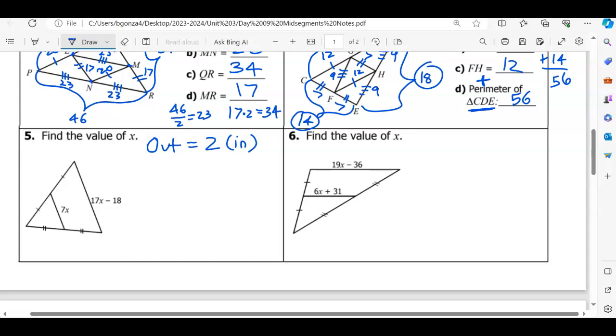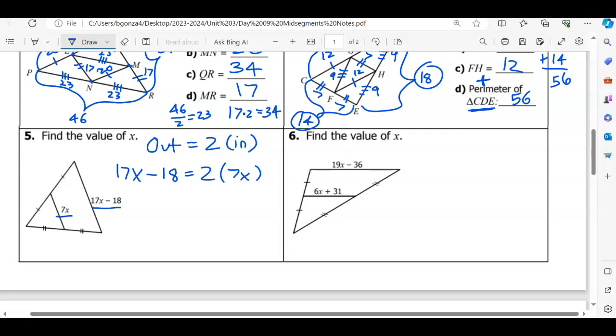Okay, so let's go and write it. What is the outside? 17x minus 18 equals 2 times, what's the inside? 7x. What? Did I say it wrong? Oh. No. Oh, okay, you could skip this step, yes. I thought you meant like the final answer.